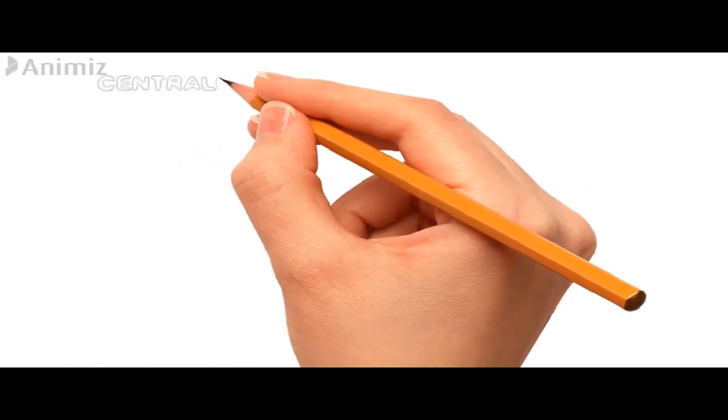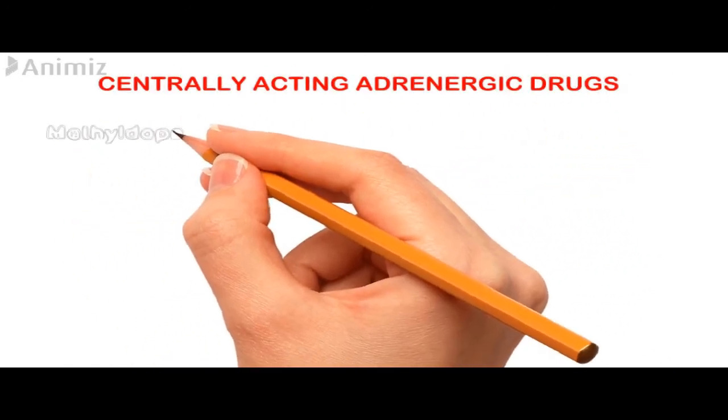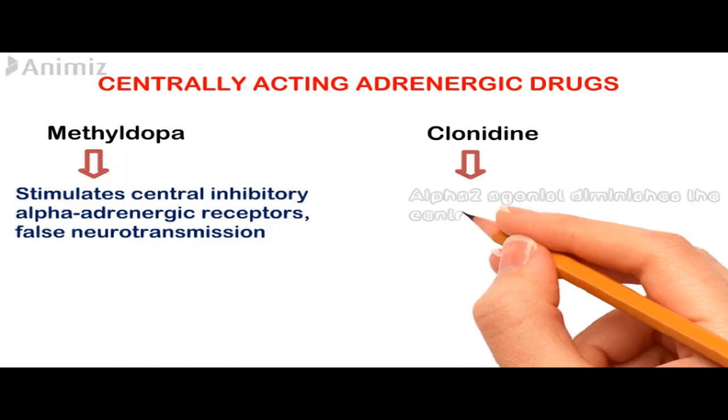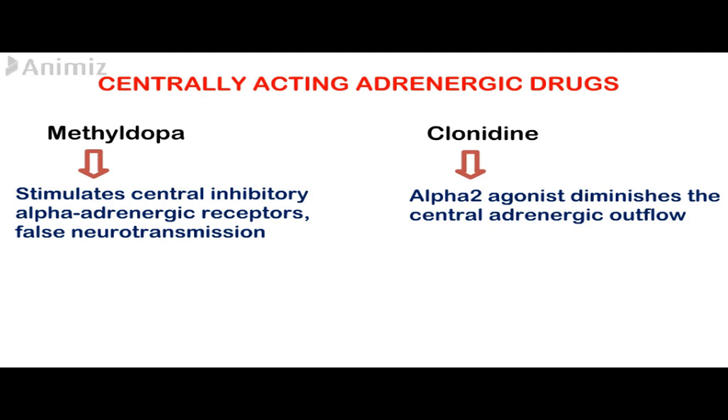Centrally acting adrenergic drugs are methyldopa and clonidine. Methyldopa is metabolized to alpha-methylnorepinephrine, which stimulates the central inhibitory alpha-adrenergic receptors and causes false neurotransmission and reduction of plasma renin activity. Methyldopa is also a drug that is used for pregnant patients. Clonidine is also a centrally acting adrenergic drug that acts as an alpha-2 agonist, and it diminishes the central adrenergic outflow, decreasing the amount of norepinephrine release.